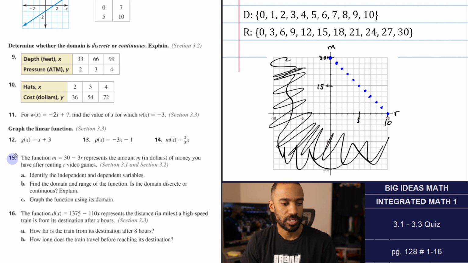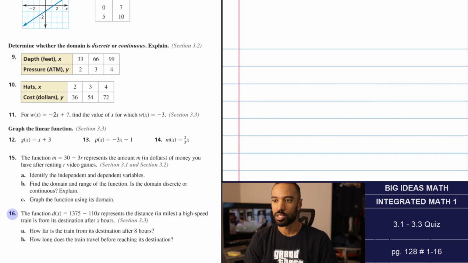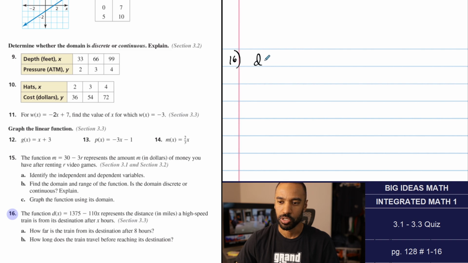Last question is number 16. It says the function d of x equals 1375 minus 110x represents the distance in miles a high-speed train is from its destination after x hours. So this is also function notation, d of x.